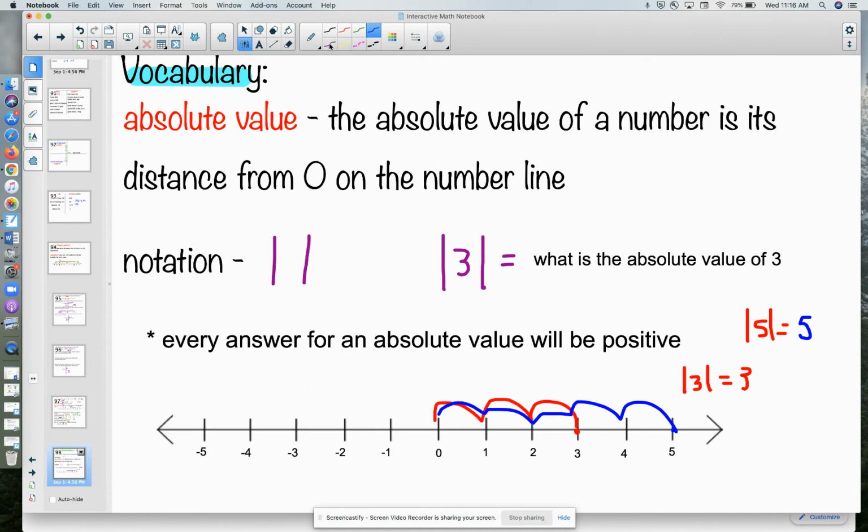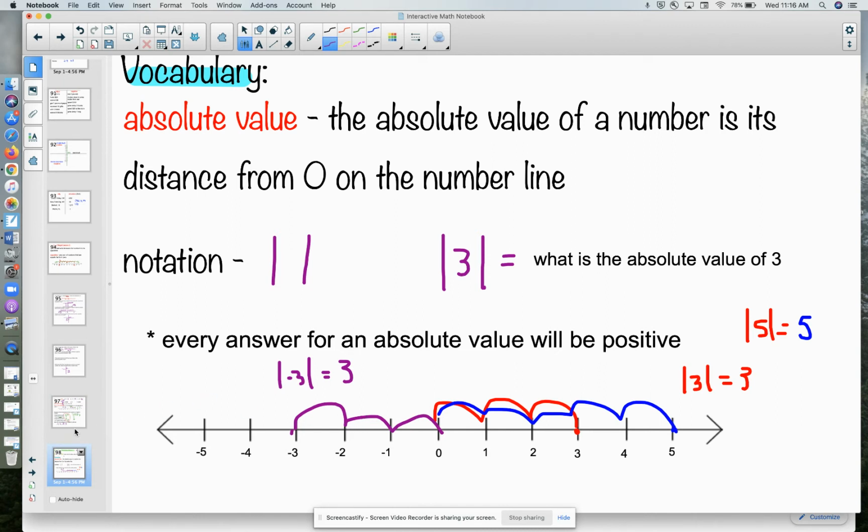Now, if it's negative, it's not going to be a negative answer. What's the absolute value of negative 3? Here's negative 3 here. 1, 2, 3. It's still 3. It's not negative 3. It's not positive 3. It's just 3. It's 3 units away from 0.